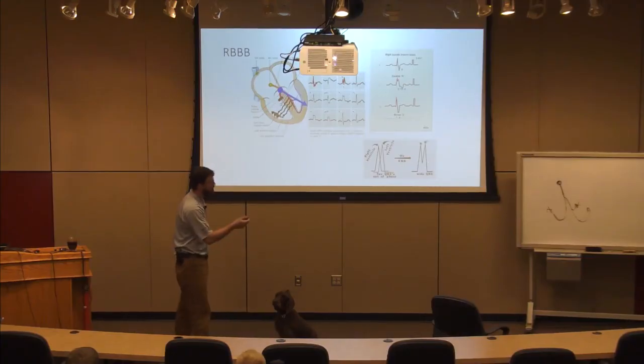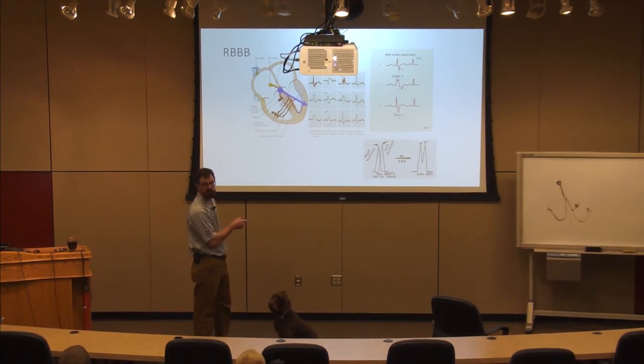In a right bundle branch block, it's very apparent in these precordial leads. I have an RSR prime. I split those two events. I take what was synchronized depolarization and make it asynchronous because one side is slower than the other. Together, it widens that process to make a wide QRS.